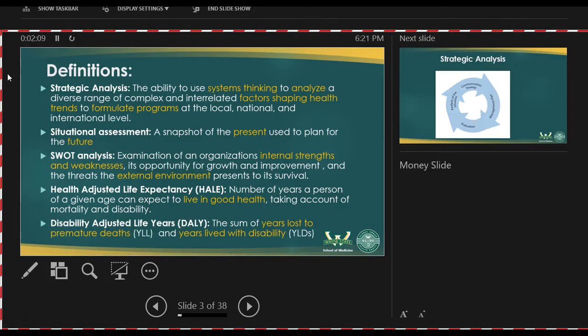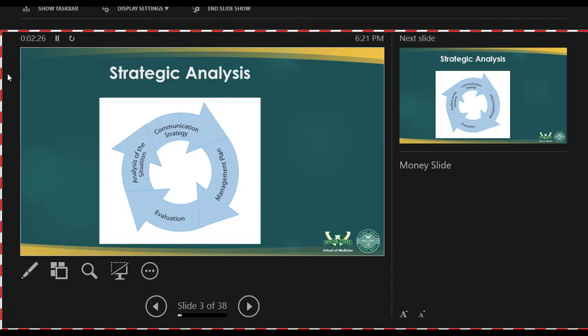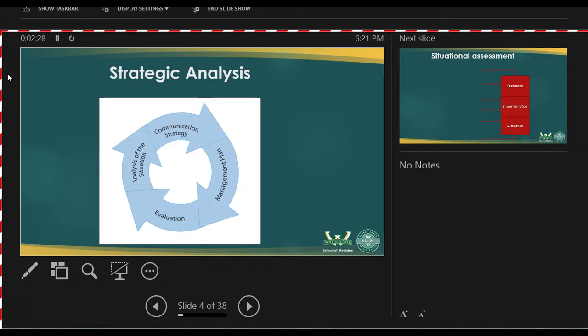And then you have DALY, which is the sum of years lost to premature deaths and years lived with disability. So this is the money slide. This is all that we're going to talk about today. We're going to talk in detail about each one of them. But if you know this slide at the end of the day, I think you've done enough. You've learned what I wanted to teach you.